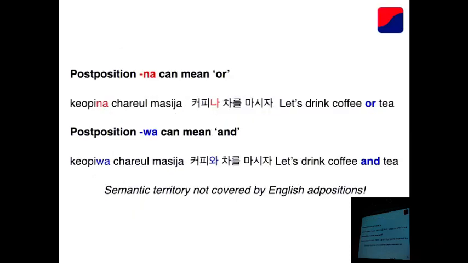Here's one where we decided we really do need new labels. This is Korean. There are postpositions that function like conjunctions. So where in English we would say coffee or tea, in Korean the first noun is marked with a postposition. And there's really no semantic label in English that corresponds to a simple conjunction.